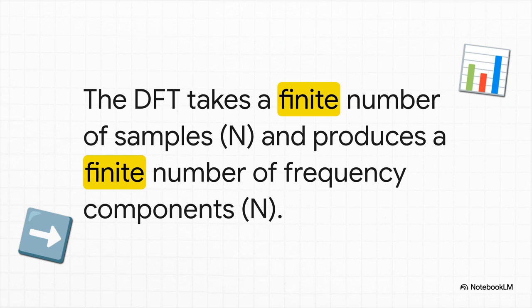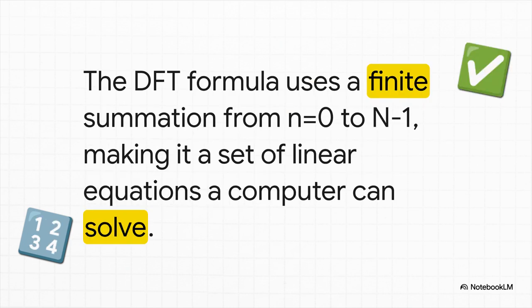It's basically a simple contract. You give the DFT a finite chunk of your signal, let's call it n samples, and in return, it gives you back exactly n frequency components, or bins, to look at. It's a fair trade, a finite input for a finite, and most importantly, a useful output. And if you peek under the hood at the math, don't worry, we won't go deep, you can see why this works. That big E-looking symbol, sigma, just means add things up. And notice it has a clear start and a clear end, from n equals 0 to n minus 1. It's not trying to go on forever. This formula is built from the ground up to be something a computer can actually solve.